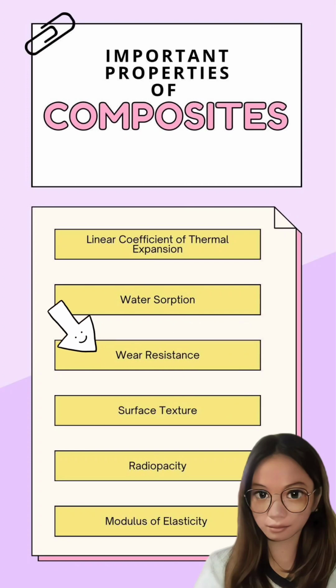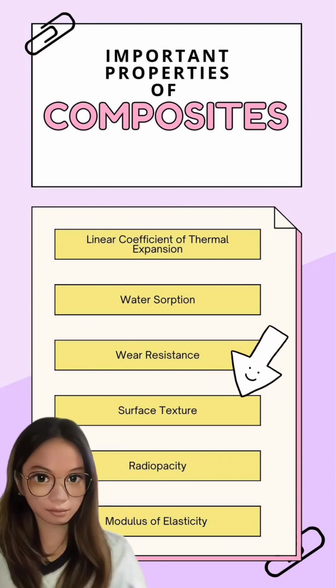Three. Wear resistance. Wear resistance of tooth-colored restorative materials is generally good, although not as resistant as amalgam, and offers stable occlusal relationship potential in most clinical conditions. Four. Surface texture. Surface texture is essential for optimal gingival health, and nanohybrid and nanofill composites provide smooth surfaces that are polishable and compatible with soft tissues.